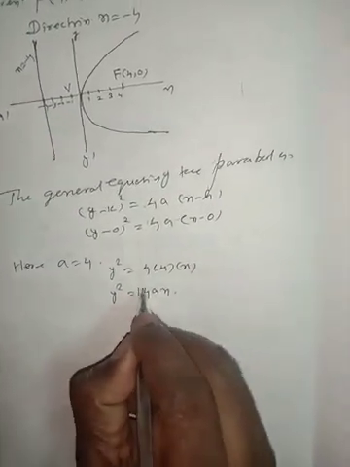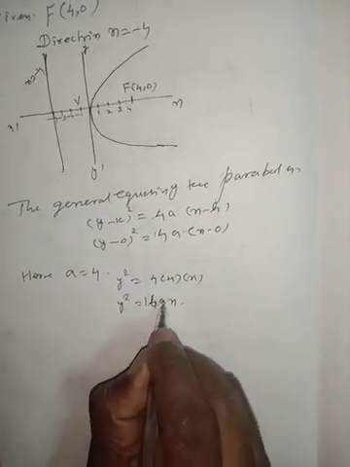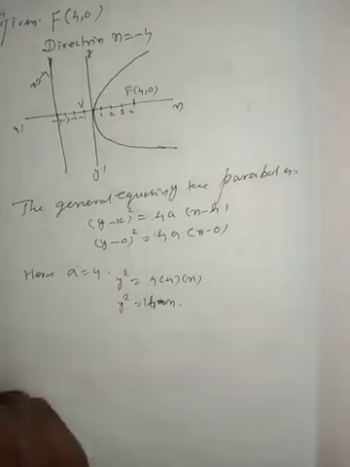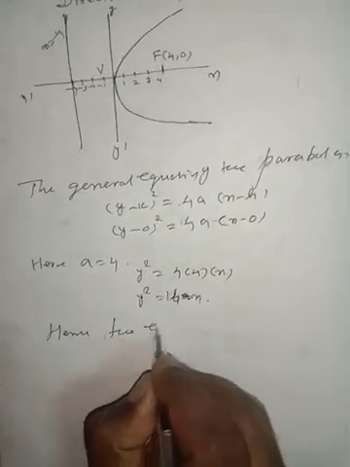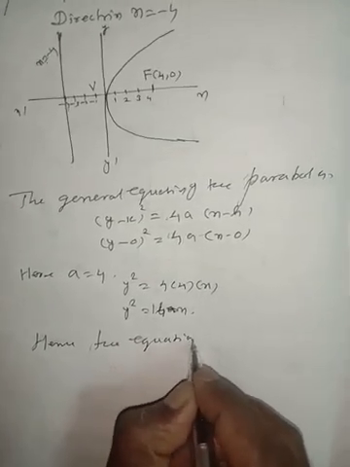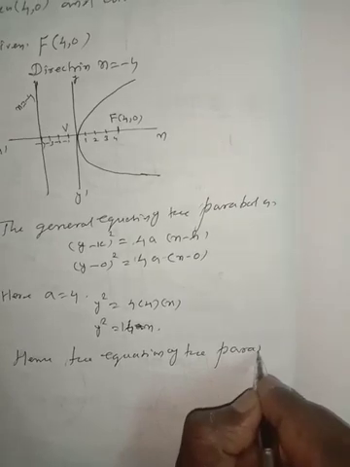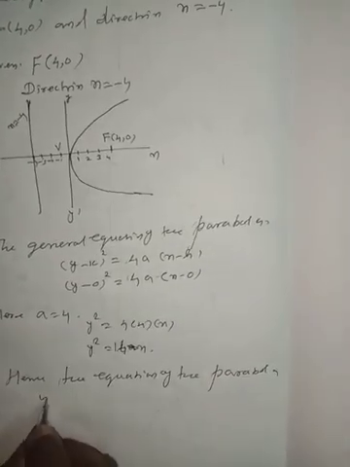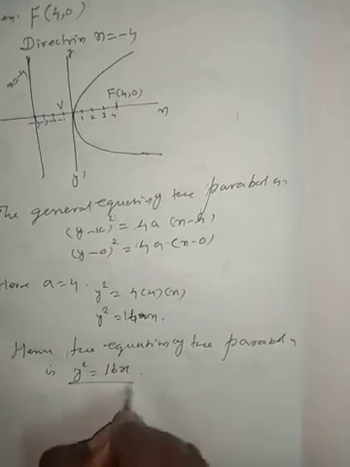4 into 4, 16. So 16x. Hence, the equation of the parabola is y square is equal to 16x.